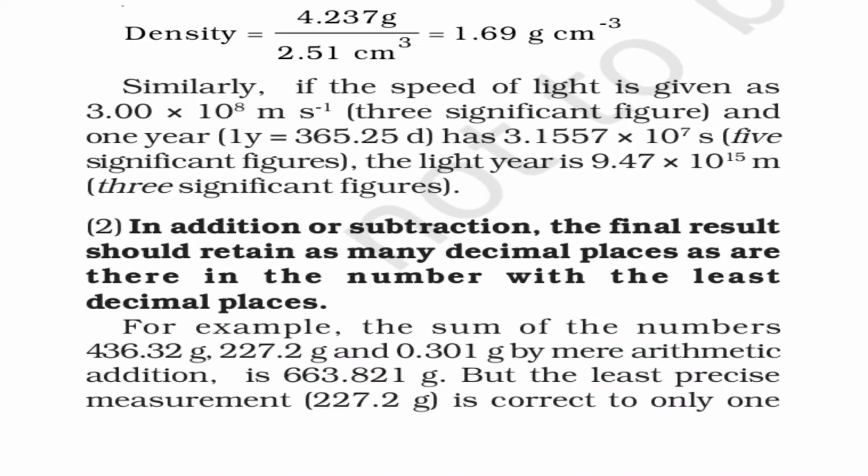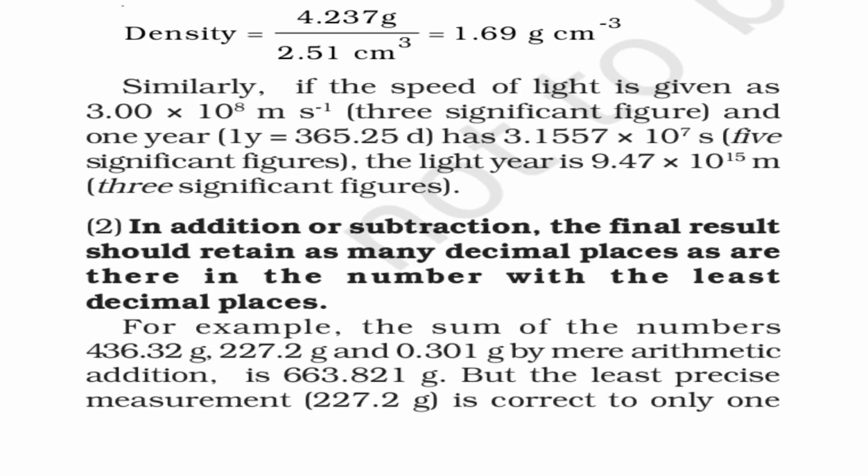Here the density is equal to 4.237 gram upon 2.51 centimeter cube. So this is equal to 1.69 gram per centimeter cube. Similarly, if the speed of light is given as 3.00 into 10 raised to power 8 meter per second, that is up to 3 significant figures, and 1 year is equal to 365.25 days, that is 3.1557 into 10 raised to power 7 seconds, there are 5 significant figures. The light year is 9.47 into 10 raised to power 15 meter. In this, 3 significant figures are considered only.